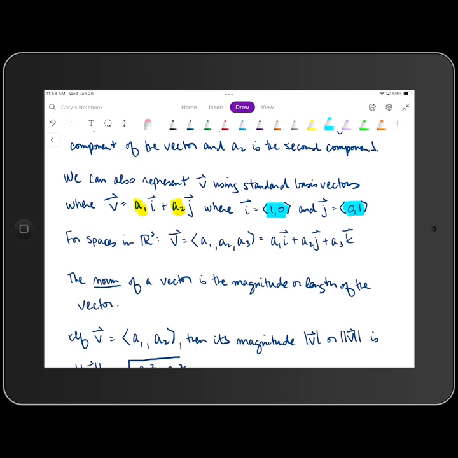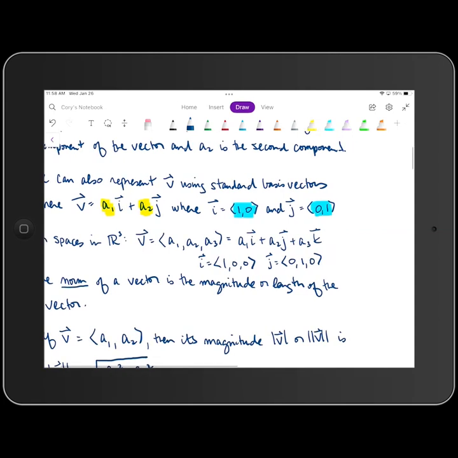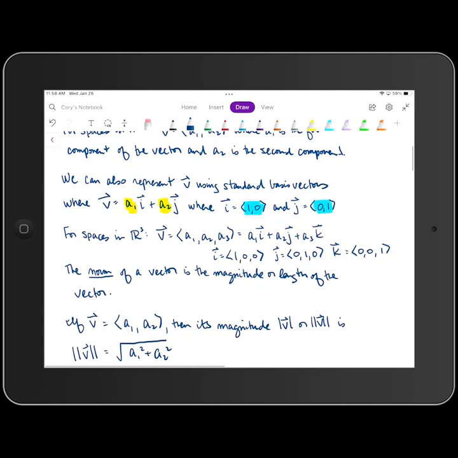Okay, so that would be a sub 1 times vector i, where vector i would have first component 1 and then the next 2 components 0. Vector j would have first component 0, the middle component 1, and then the last component 0. And then vector k would be the vector that has the first 2 components 0, and then the third component 1. So if you took each of those vectors, multiplied the scalar by each one, and added them together, then that would give you this vector over here.